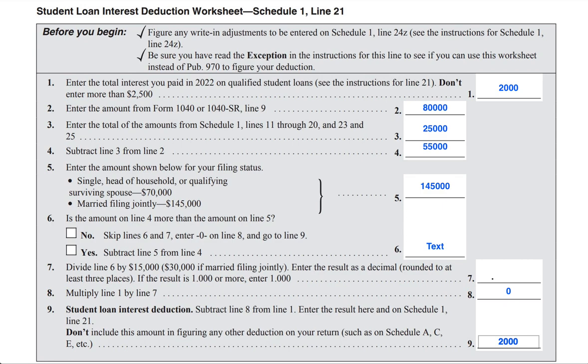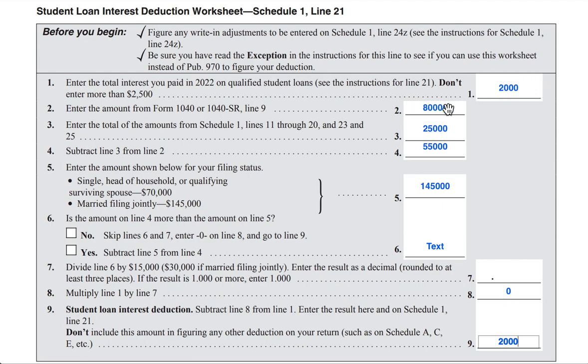So as kind of a top line rule, you can't deduct more than $2,500 in interest that you paid during the course of the year. So in line 1, we put down $2,000. It even says up front, don't put a number larger than $2,500.